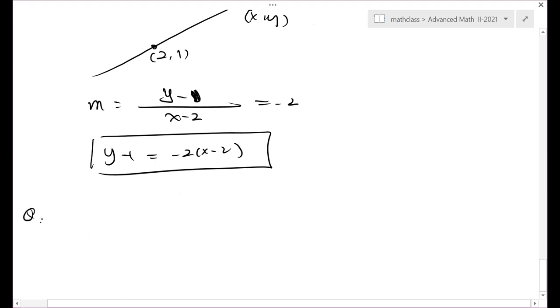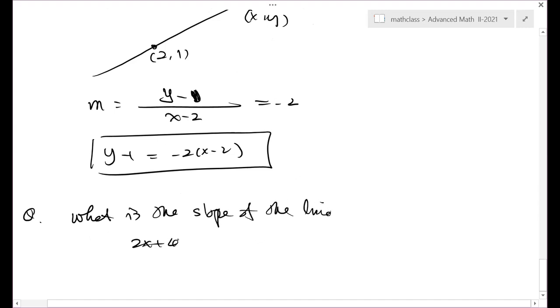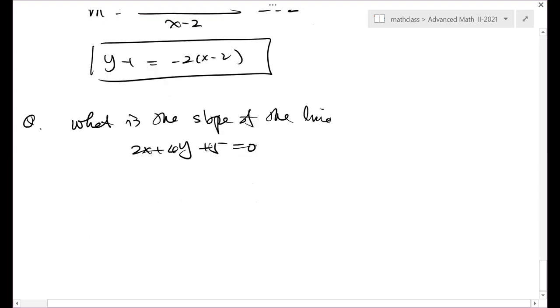So the next question. What is the slope of the line whose equation is 2x plus 4y plus 5 equals 0? Now, this time we are given the equation, not a line. We want to find the slope of the line.